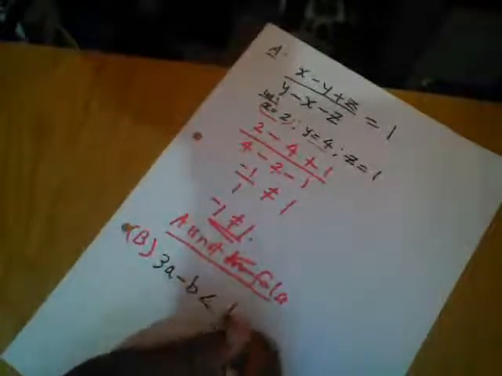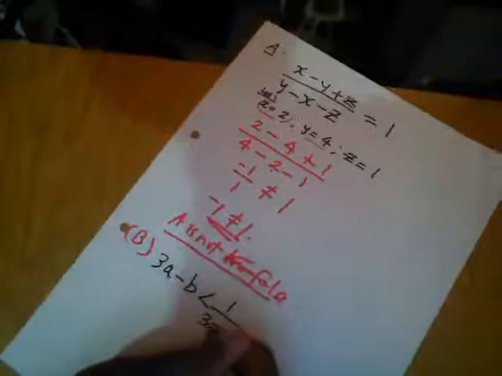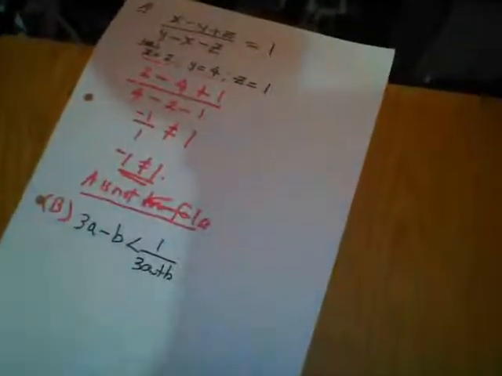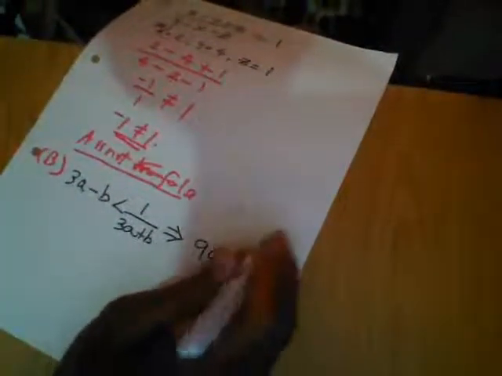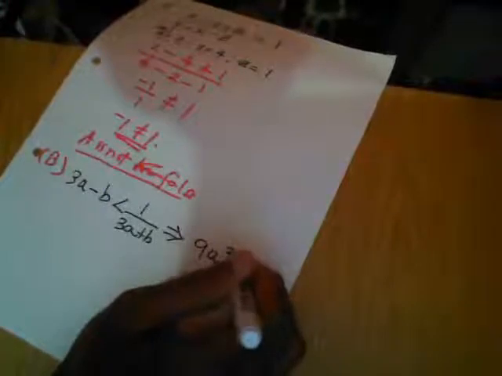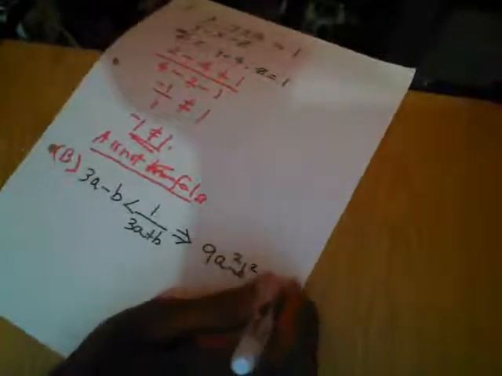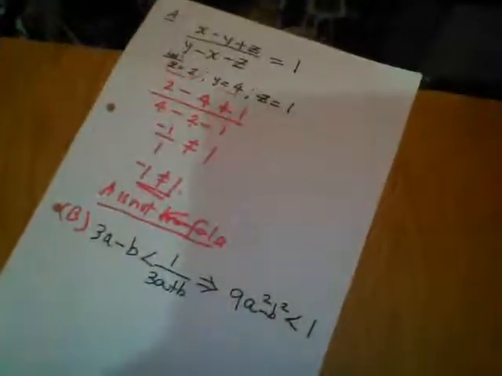Given 3a minus b is less than 1 over 3a plus b. I hope everybody can see; if you don't see, please let me know. Then they say that if this is less than this, that implies 9a minus b squared is less than 1, according to the question. So we're going to do the same game here.